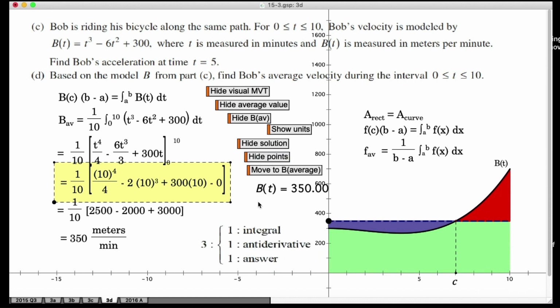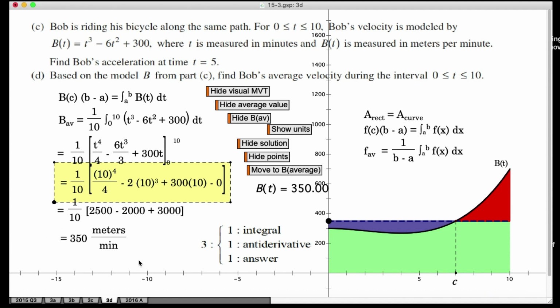And here's what you get the points for in this question. You got 1 point for the integral, so 1 point for setting up this integral right here. And you got 1 point for the antiderivative. So 1 point for taking the antiderivative and 1 point for the answer.